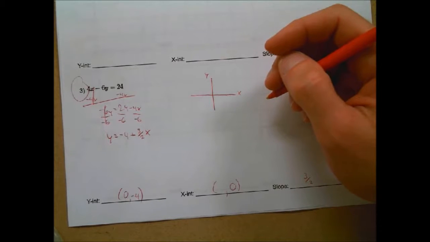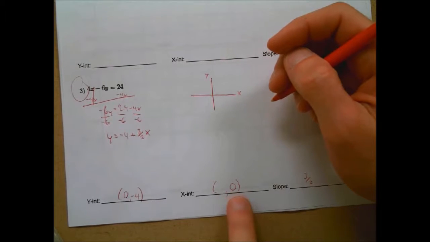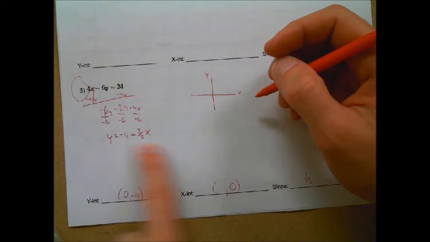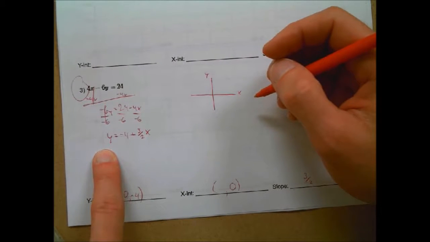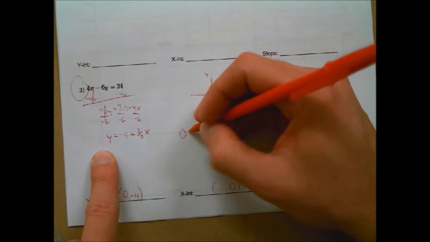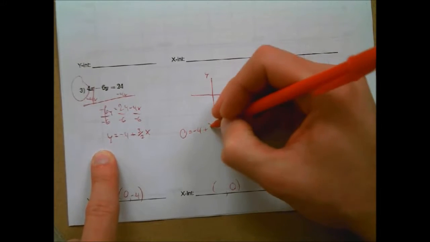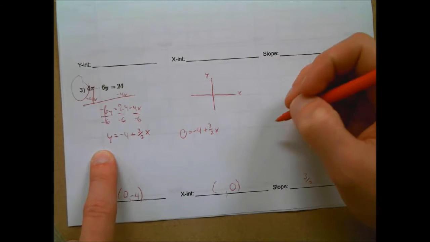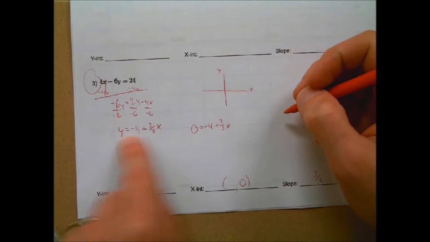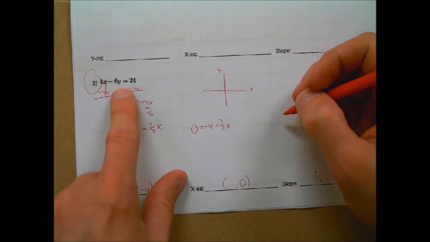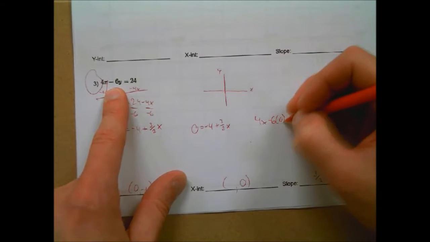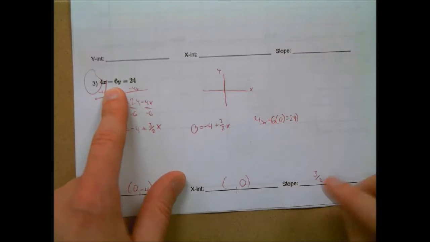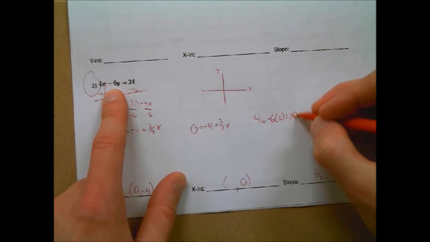Okay, so then if I know that my y is 0, well, here's a relationship between y and x. So what can I put in for this y right here? 0. Yeah, 0. 0 is my y-coordinate. So 0 equals -4 plus 3 over 2x. Or maybe you don't want to put it in this equation. You could go back to the original form, and you could say 4x minus 6 times 0 equals 24.